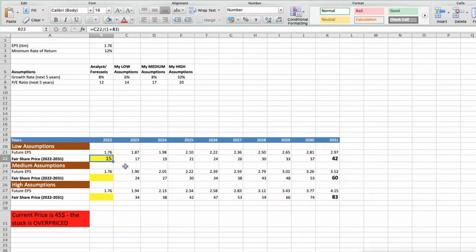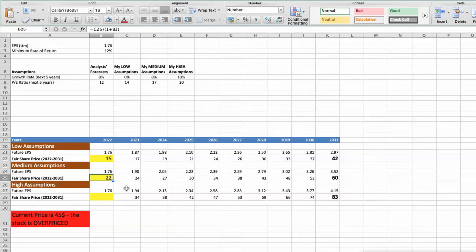Second scenario. Progress Software will have average performance in the next 5 years, and we will use the following parameters in our calculation. Future growth rate would be average, 8%. Future P/E would be average, 17. In this case, the fair value of the stock today would be $22.